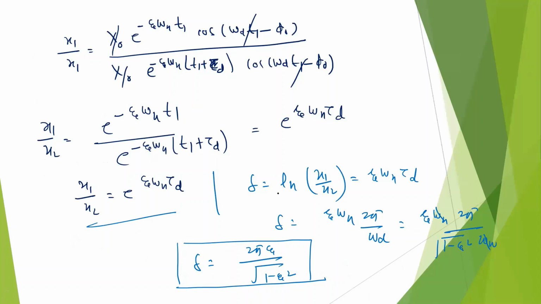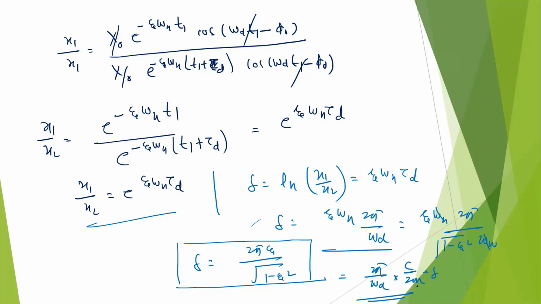Now again, this can be written as 2 pi by omega d multiplied by zeta omega n. We know that this is c by 2m. From the last lecture we derived that c by 2m is zeta omega n. So this can also be written as 2 pi by omega d multiplied by c by 2m. So this is the logarithmic decrement delta.